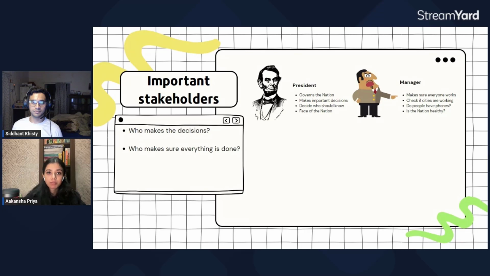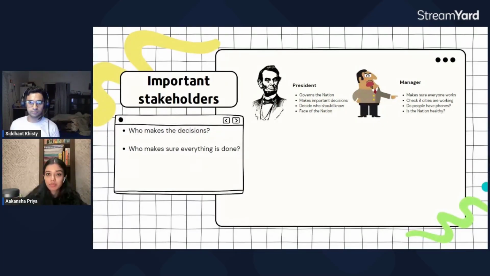He needs some people who are in the lower hierarchy and manage the nation. So we need some managers, and he makes sure that everything is working properly, every city is working properly, and people are having no communication problems and no food problems. Now, making sure that the nation is healthy. So for example, if there is a terrorist attack or anything, it ensures that the city is working properly and it's in a stable state.